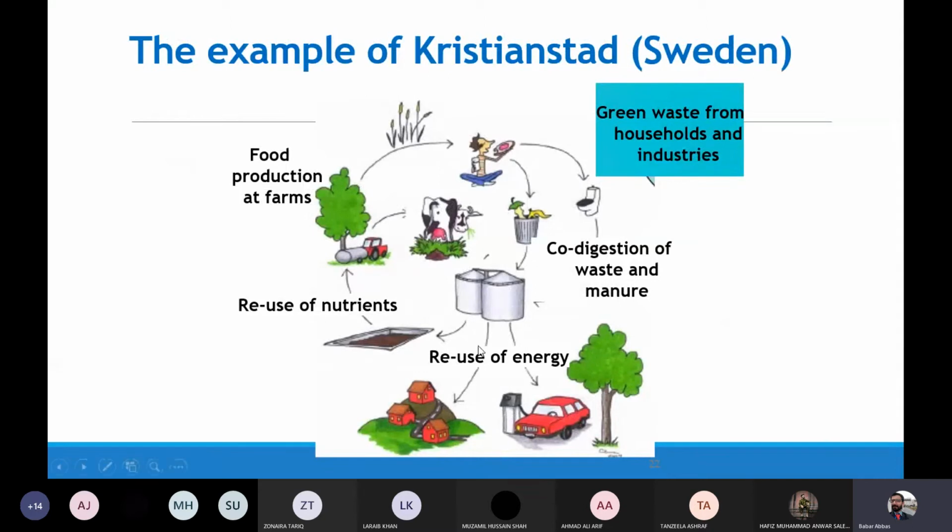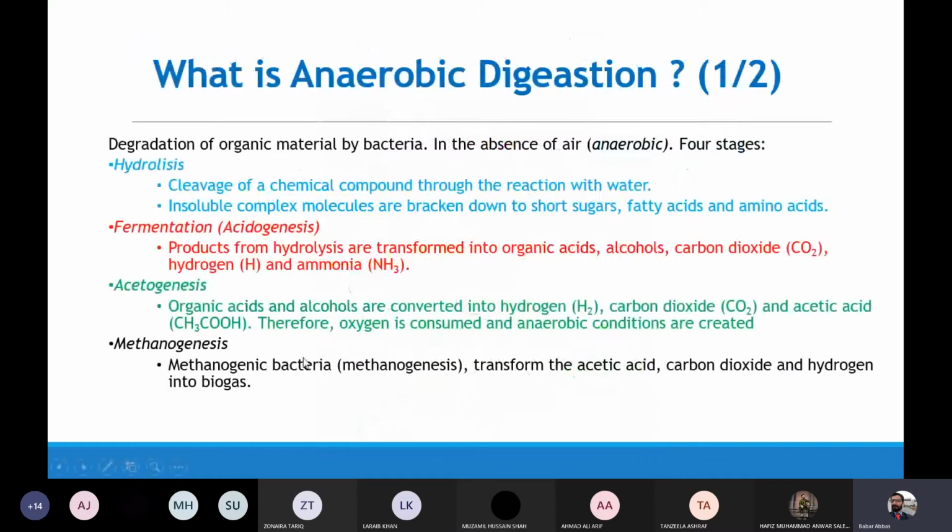This is another example involving the farmhouses and the livestock in the biogas production system. The biogas production system is dependent on the anaerobic digestion process, and this process has 4 stages, which are discussed over here. The first one is hydrolysis, the second one is fermentation, the third one is acetogenesis, and the final stage is methanogenesis.